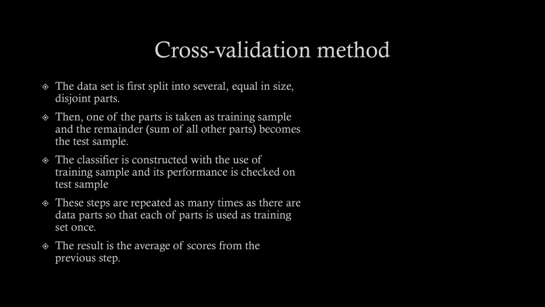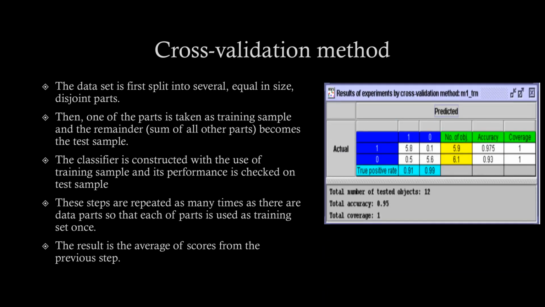These steps are repeated as many times as there are data parts so that each of the parts is used as a training set once. The result is the average of scores from the previous step. Here is what the result of a cross-validation method will look like.